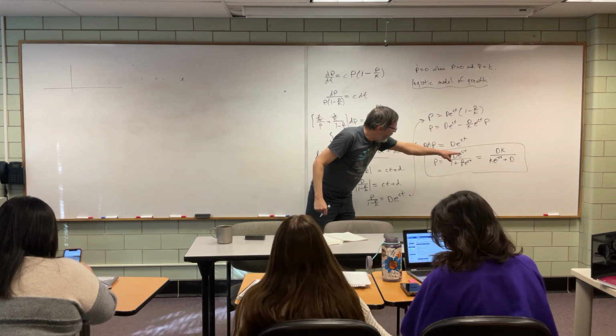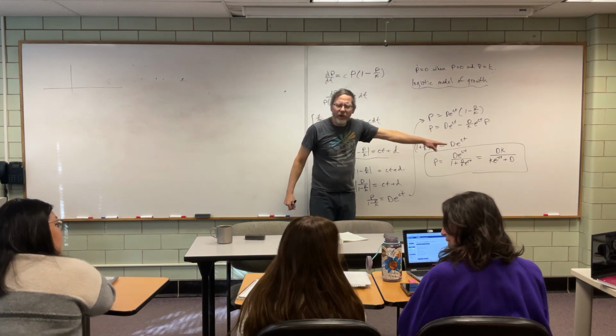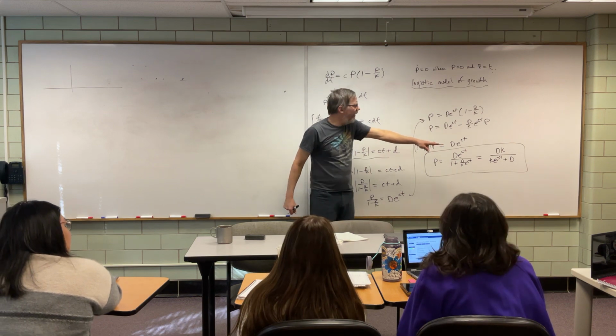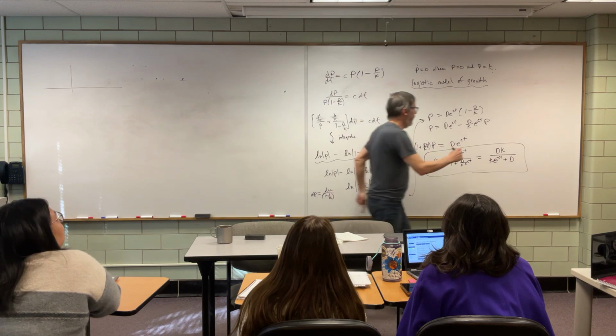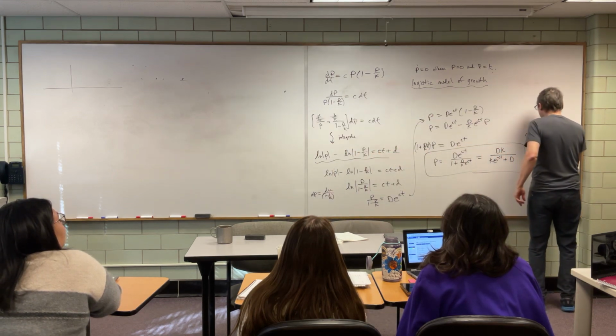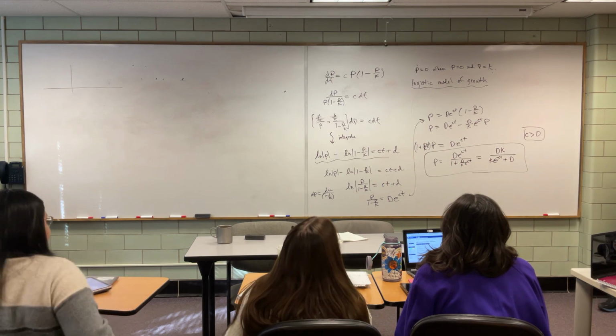So, where does that go? What is the limit of that right side as t goes to infinity? Let's say c is a positive number. So c will be a positive number. What is the limit of that as t goes to infinity?